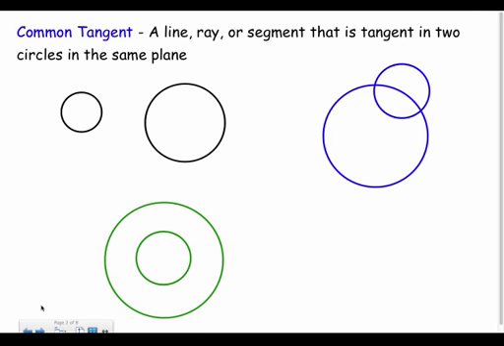Well, we can have common tangents. If I'm given a couple circles, any line, ray, or segment that is tangent to 2 circles in the same plane we call a common tangent. So the first part of your assignment, you're going to draw in common tangents.